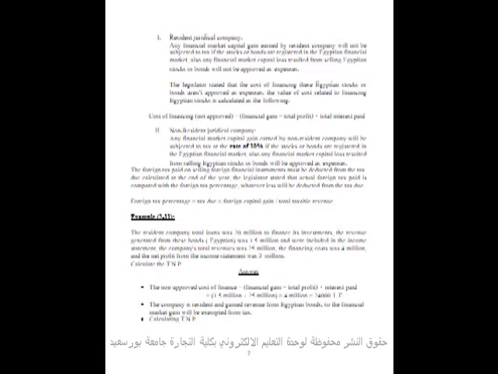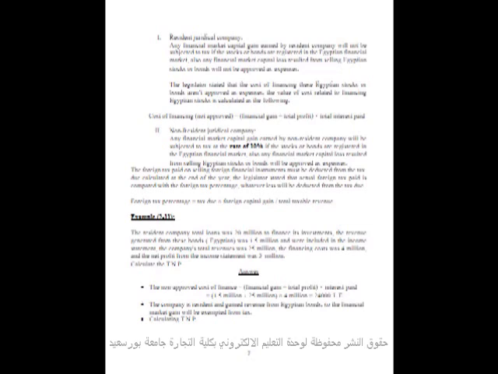Before starting calculating the TMB, we need to do our calculation. First of all, this is a case of a resident company. So if it is a resident company, I need to calculate the cost of finance, which is a non-approved part. According to the rule, the non-approved part equals the financial gain divided by the total revenue, multiplied by the total interest paid. So let's calculate.